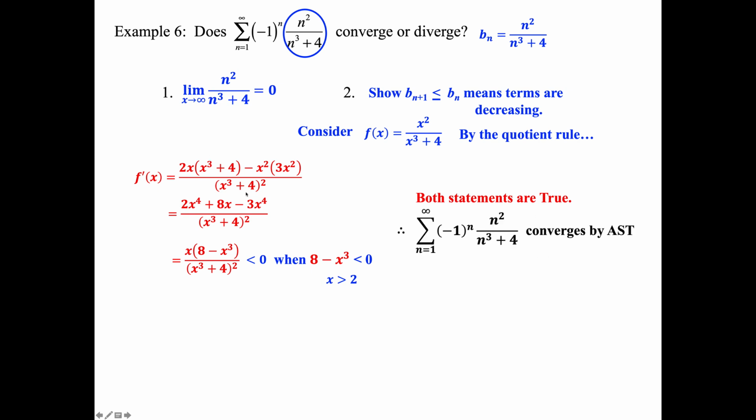Again, you could have done this by putting in n plus 1 squared, n plus 1 cubed, and seeing if it's less than n squared over n cubed plus 4. I just didn't feel like foiling all that stuff out. So sometimes that first derivative test will go a little quicker if you just focus on the numerator and set that less than 0.